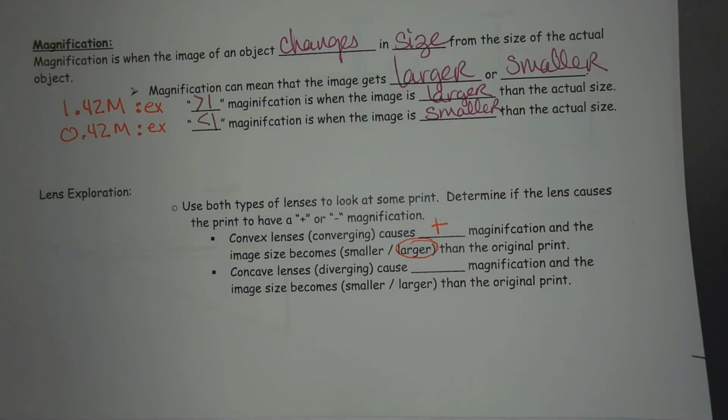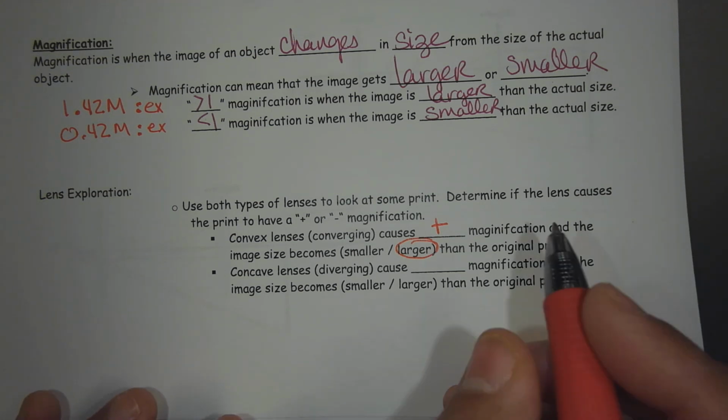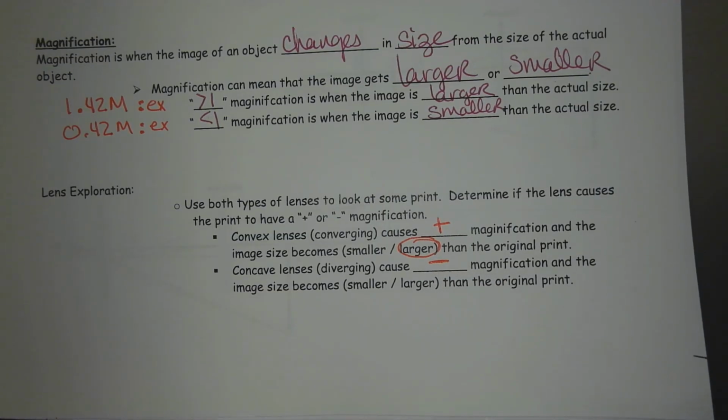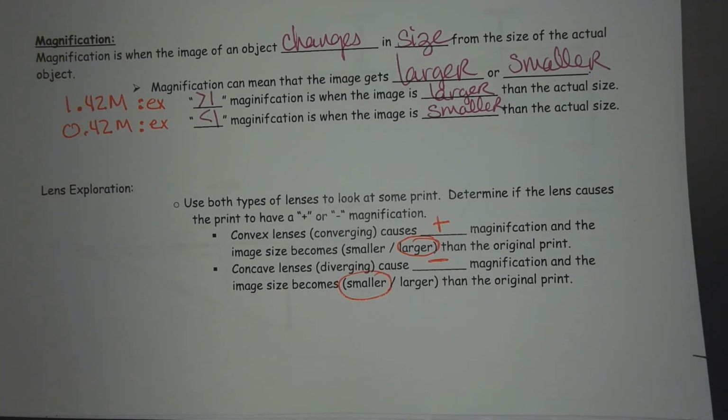Convex lenses cause an image to have a larger magnification, but concave causes it to have a, quote unquote, negative. We use the negative as a quick symbol to say that it just got smaller. Again, easy cheesy. Greater than one number, less than one number. I think that's pretty easy cheesy. Turn the page when you're ready.